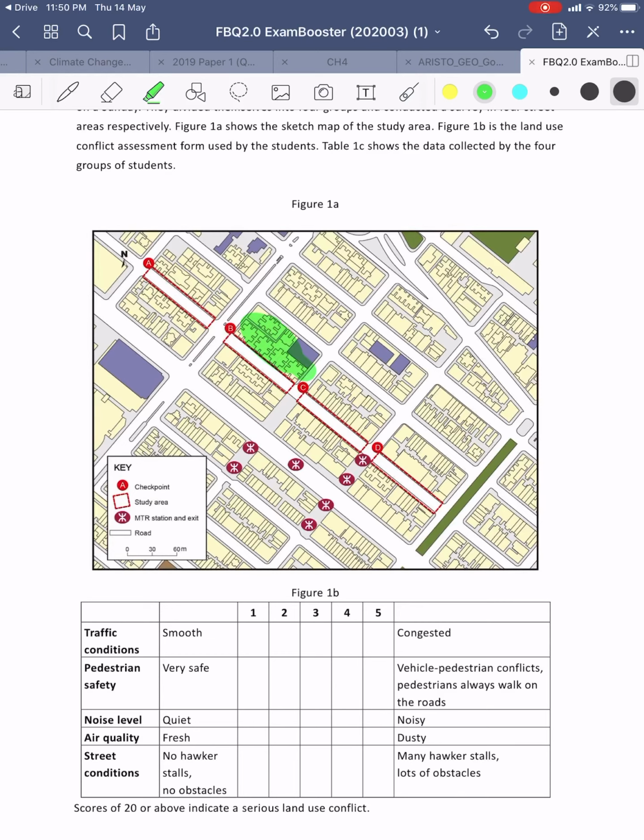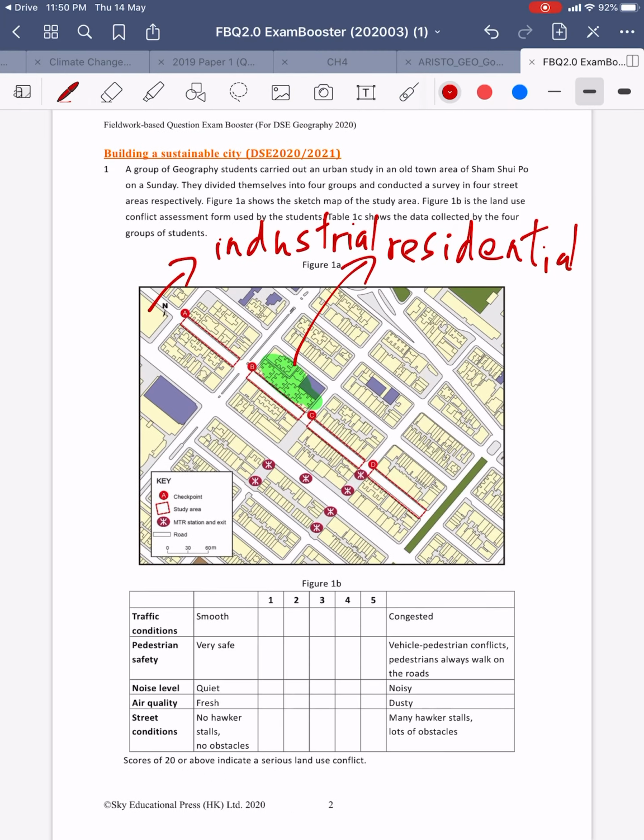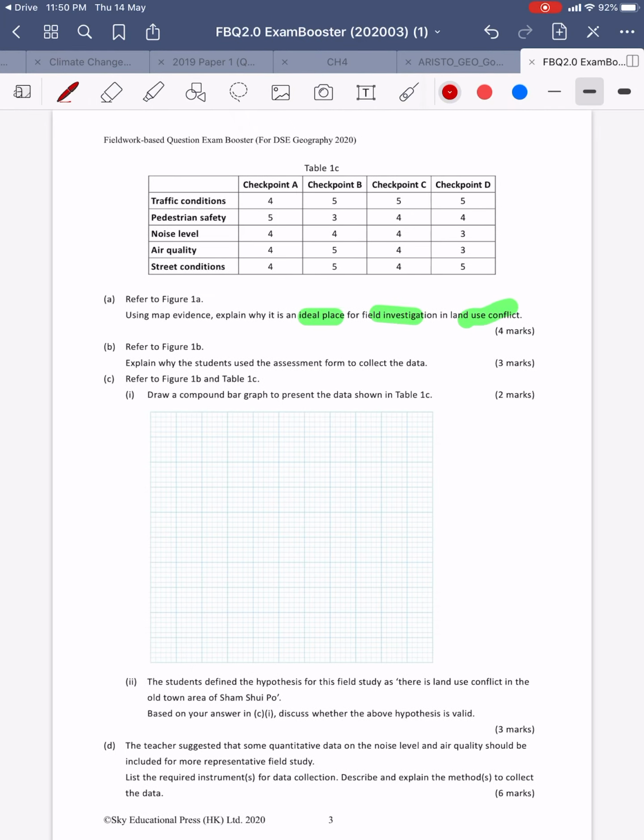You can see the area next to B is residential land use. And for those larger pieces, just like this one, it should be industrial land use, because when you go into industrial buildings, most of them are large in area. So you can see there are different land uses. Let's check the answer.